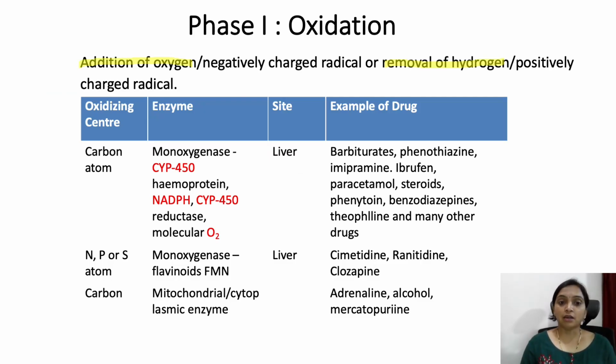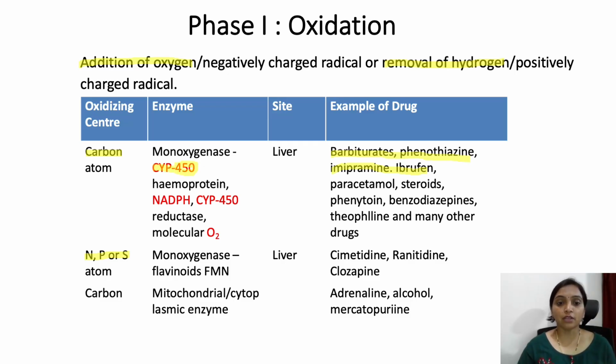Some get oxidized at the carbon atom, or some get oxidized at the nitrogen, phosphorus or sulfur atom. So based on this you have examples. Carbon atom oxygenation is brought about in drugs like barbiturates, phenothiazines, imipramine, paracetamol. All these are various other examples, and this is catalyzed by the microsomal enzyme, that is CYP450 enzyme.